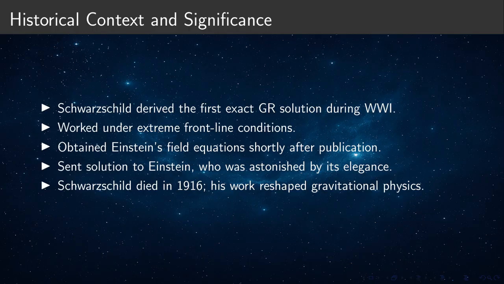Historical context and significance. The significance of the Schwarzschild solution is amplified by its historical context. Karl Schwarzschild derived this solution while serving on the front lines during World War I, having obtained Einstein's field equations shortly after their publication. Despite extreme conditions, he succeeded in obtaining the first exact analytical solution to the equations of general relativity. Schwarzschild transmitted his result to Einstein, who was reportedly astonished by its completeness and elegance. Schwarzschild died shortly thereafter in 1916, but his work permanently transformed gravitational physics.